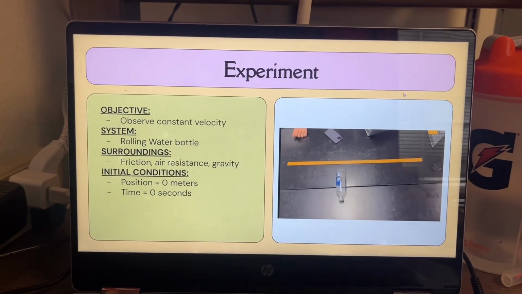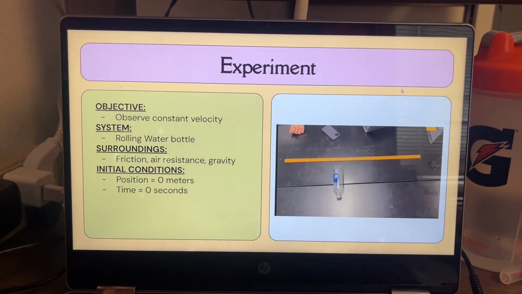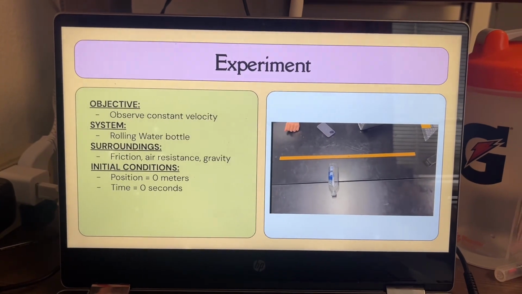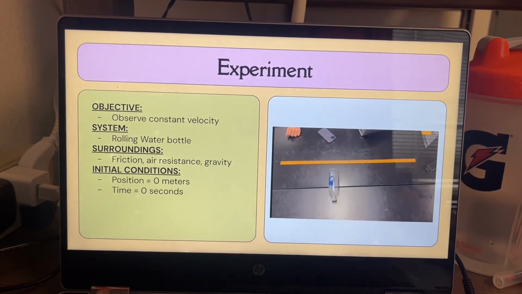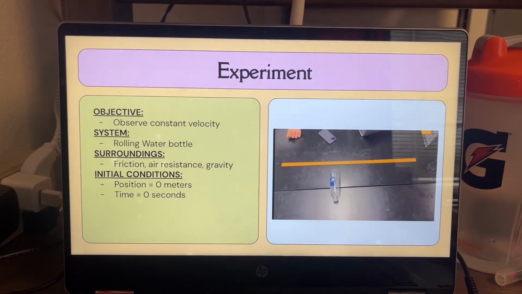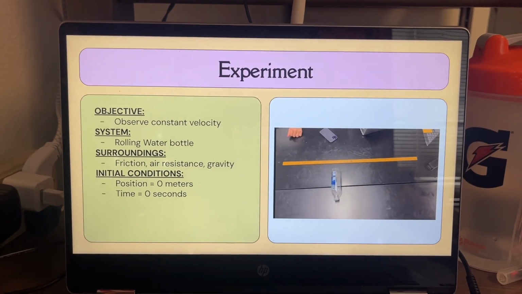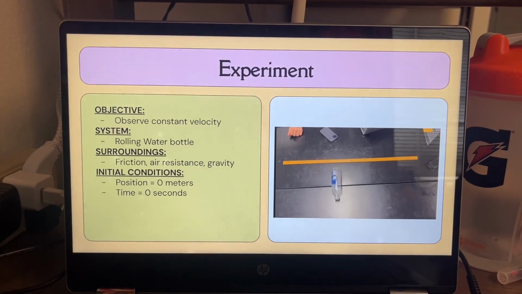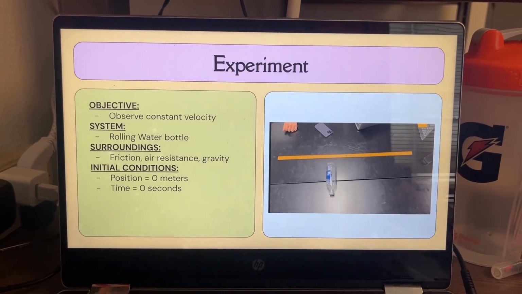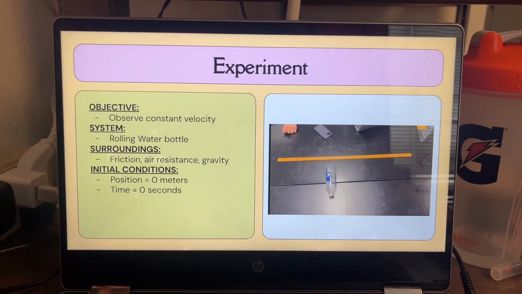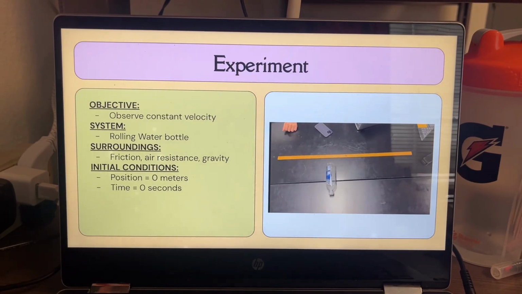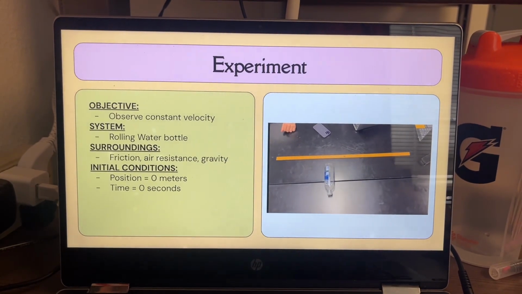This is a picture of our experiment. We took a video of us rolling a water bottle on a flat table with a meter stick next to it, and we observed whether or not it had constant velocity. Obviously we can't tell by eye whether it's constant or not, so this is why we use the tracker later on. The system is the rolling water bottle, and we assumed there was not too much friction, air resistance, or gravity acting on it. Our initial position was 0 meters and initial time was 0 seconds.